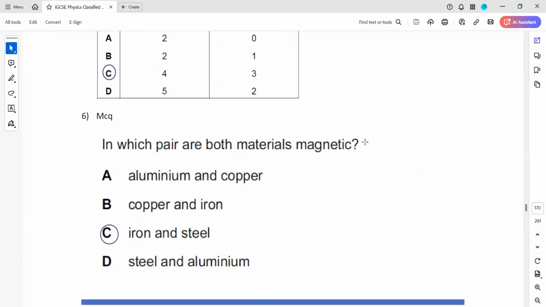In which pair are both materials magnetic? Aluminium is non-magnetic. It's a metal, but all metals are not magnetic. Copper is also non-magnetic. Iron is a magnetic material. Iron and steel both are magnetic. Steel is magnetic, but aluminium is non-magnetic. So option C contains both magnetic materials. That's why C is the valid answer.